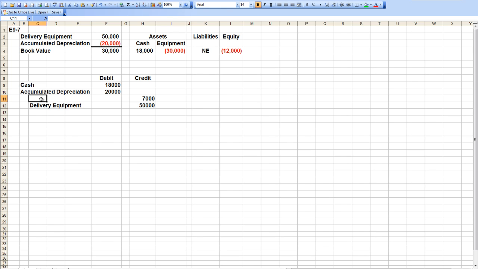Thing is, this time, however, I can't make a credit because credits are increases in equity, and equity actually went down. So I record decreases in equity with debits, and I'm going to call that a loss. Now, gains and losses go on our income statement. So losses will reduce net income, gains will increase net income.